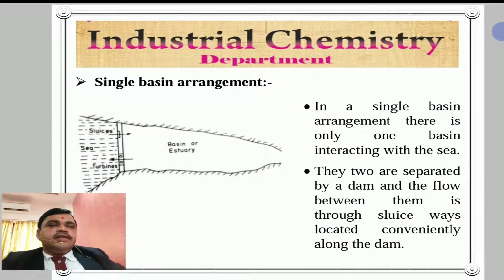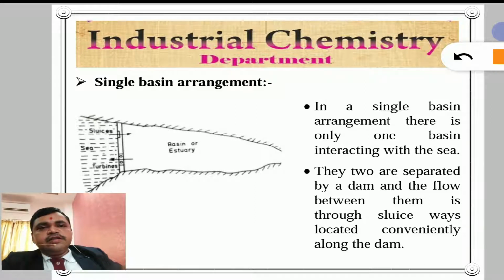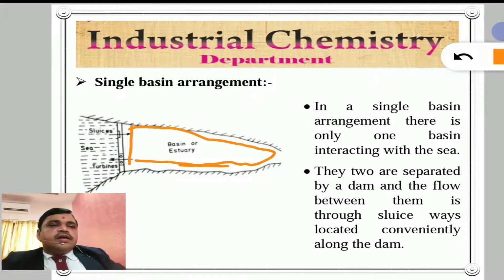Here the diagram describes a single basin type tidal energy power plant. In a single basin arrangement, there is only one basin interacting with the sea. In this figure, this is the basin which is filled up with the help of seawater. So in a single basin arrangement, only one basin interacts with the seawater.